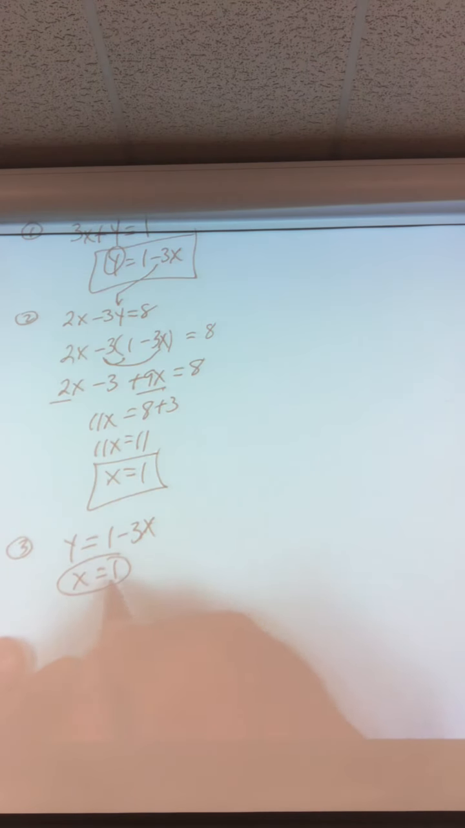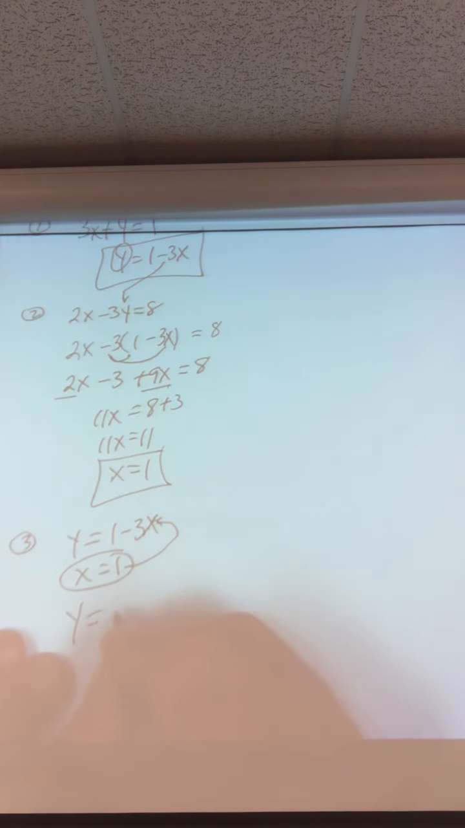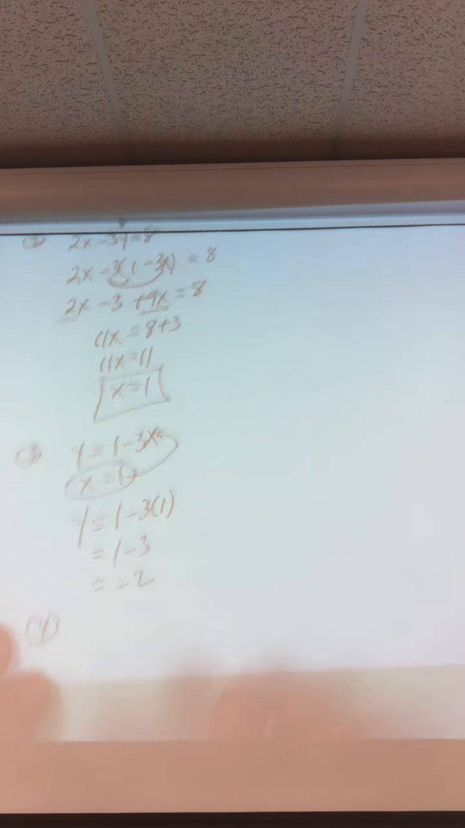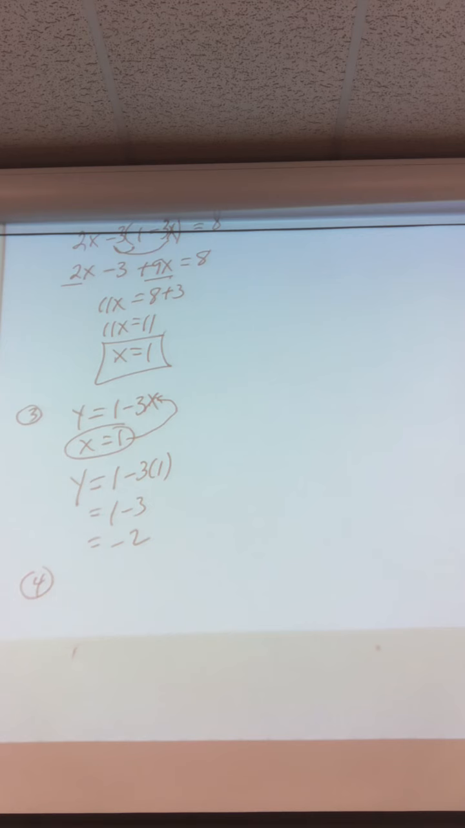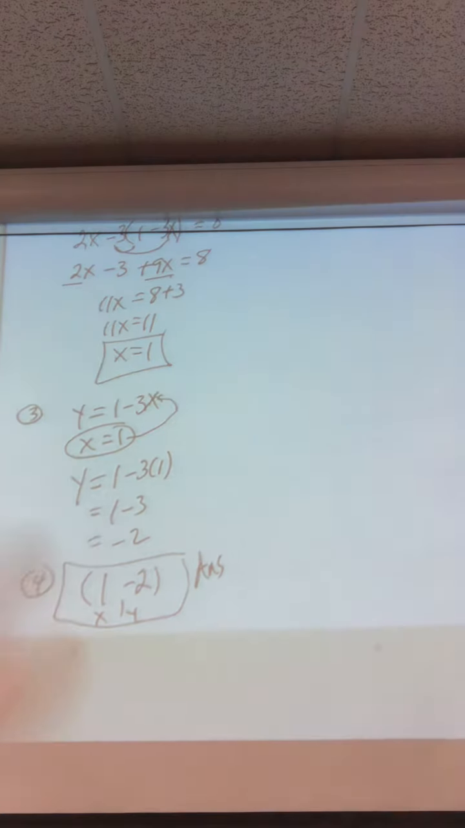Now take this number, x equals 1, and plug it right there, and we'll find y. So y will be 1 minus 3 times 1, which is 1 minus 3, which is negative 2. Y is negative 2. Now step 4, write the final answer as an ordered pair. And you always put the x first and the y second. So that's the answer, 1 comma negative 2.